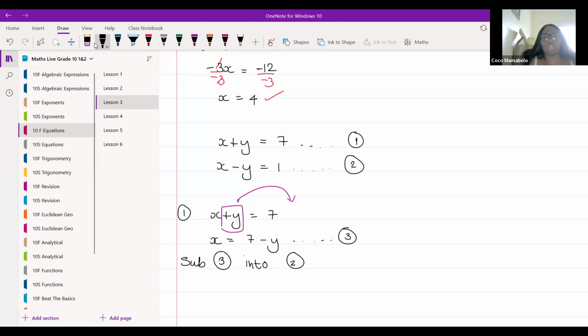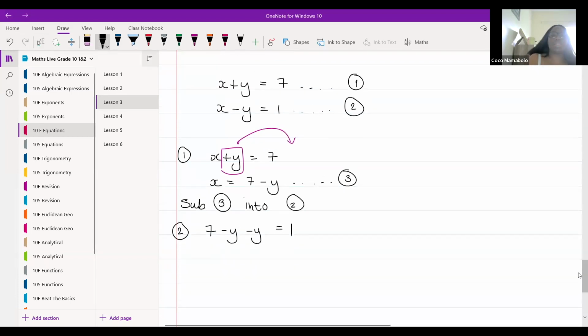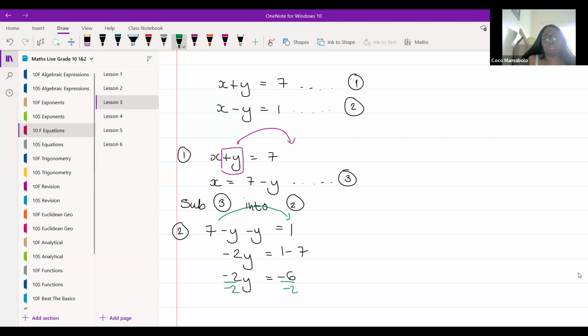So we're going to go into equation 2. And there, I see an x first. So I'm going to go 7 minus y is equal to 1. And then we just need to rearrange things. So my 7 will go over to the other side. And then negative y minus y will give me negative 2y is equal to 1 minus 7. So negative 2y is equal to negative 6. And then we can just divide by negative 2 on both sides. Therefore, y is equal to 3.